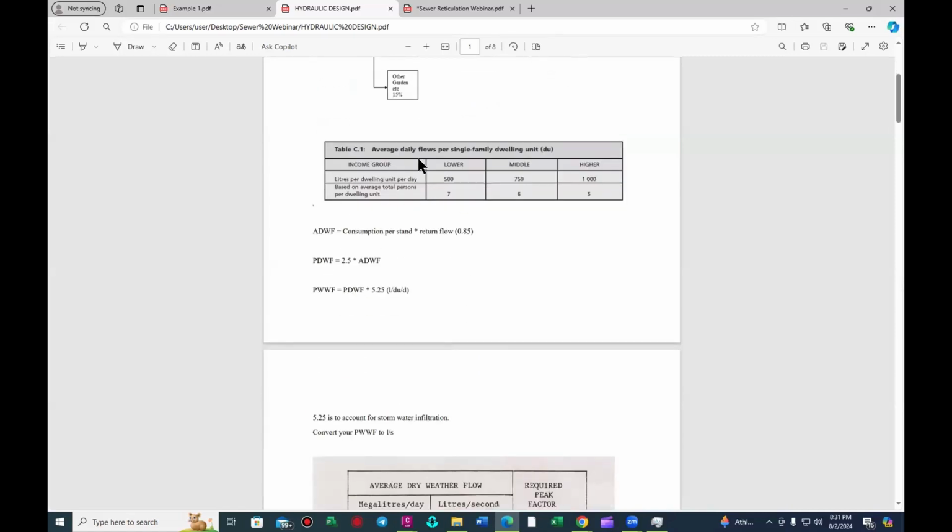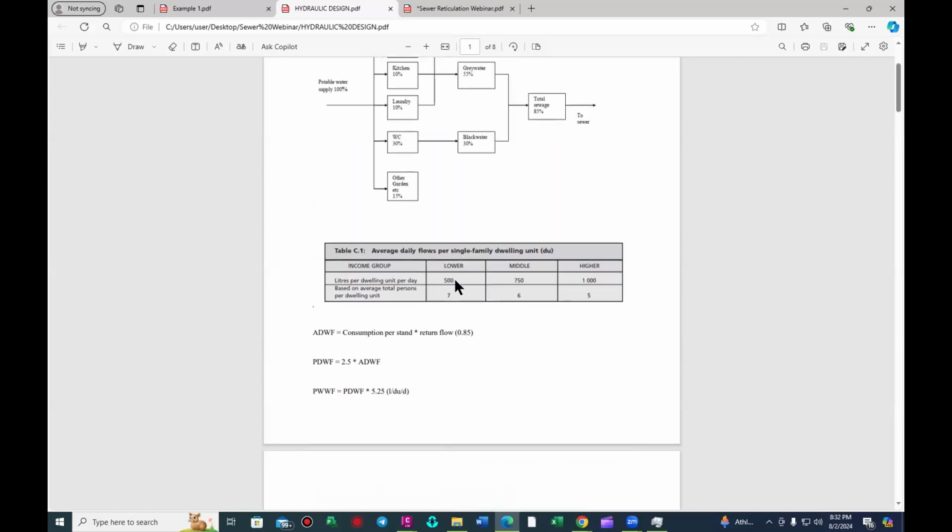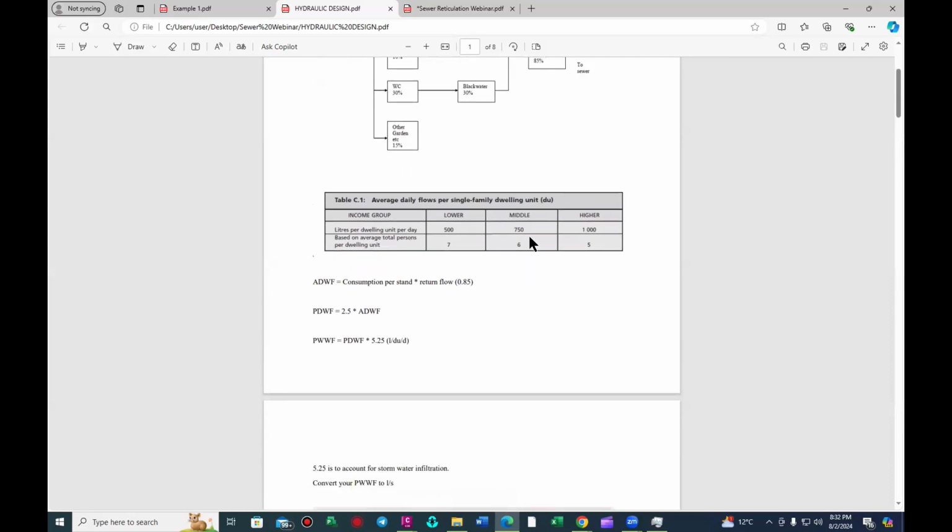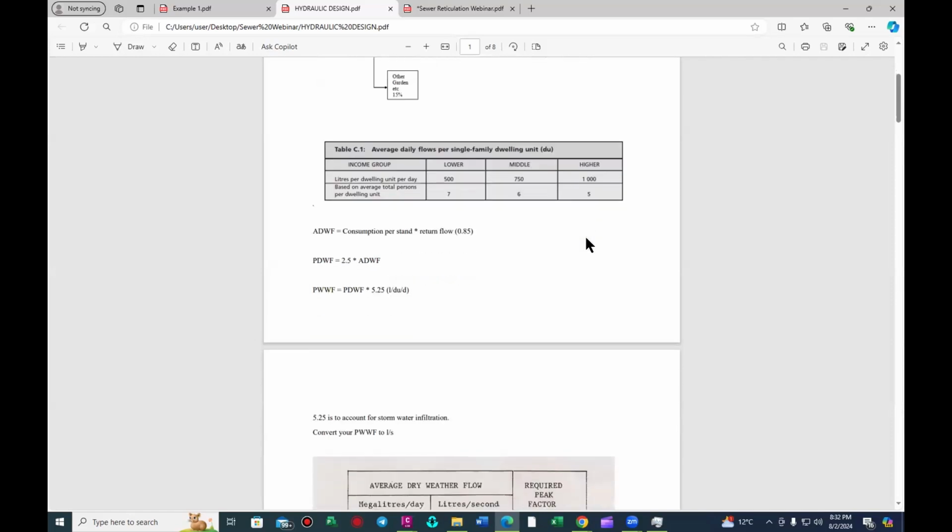Then we've got the average daily demand for each household. For lower income households, we assume that each household is going to consume 500 liters per dwelling unit per day. For middle income, it's going to consume at least 750 liters per dwelling unit per day. For higher income houses, these are your low density suburbs with an average stand of at least 1,000 square meters, they're going to have at least 1,000 liters per dwelling unit per day.